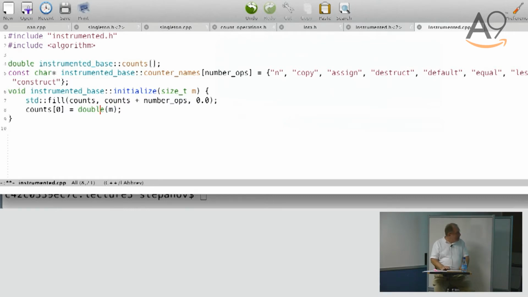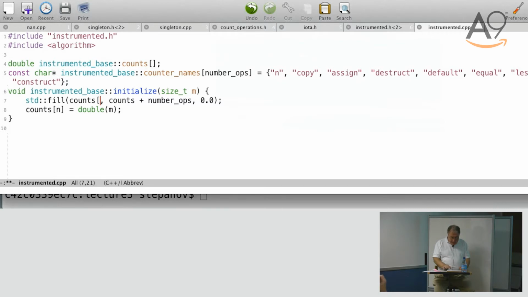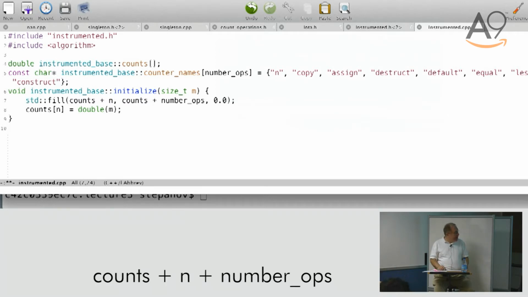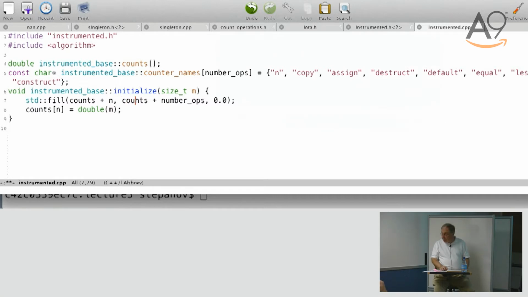Yeah, I guess. Then, believe it or not, I have to do, if you want to do it this way, which makes sense, since I asked for it by using enums. Let us then go to and do counts plus n. And then counts plus n plus number of. I agree. I agree.